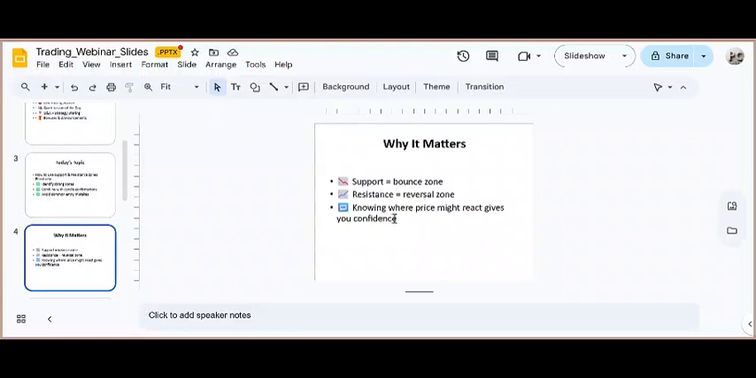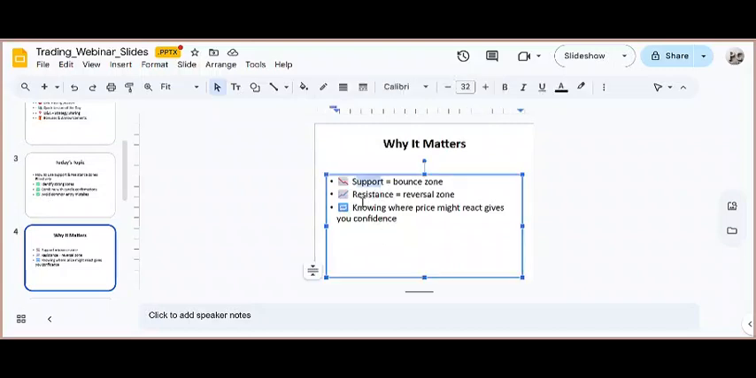All right. Then knowing where the price might react gives you confidence. So as a trader, what you do is you look for the point where the candlesticks will exceed either the support or the resistance zone. You're looking for that point where the candlesticks are going to break through the support zone or the resistance zone. Then you either buy or you sell. For the support zone, you sell, all right? And for the resistance zone, you buy.